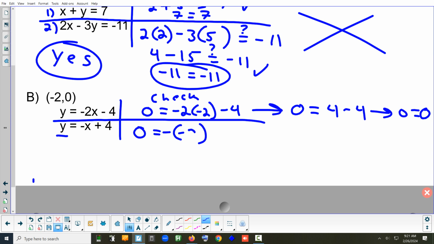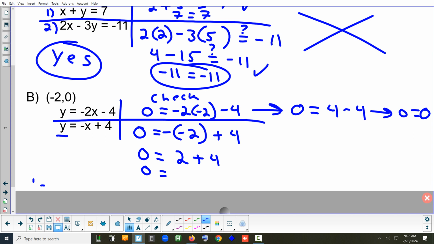-2. So be careful. There's a negative in front because that was in the problem. And there's a negative with the 2 because that was what was up above. Okay, so we have -2, then +4. What's the opposite of -2? +2. And what's 2 plus 4? 6. So does 0 equal 6?